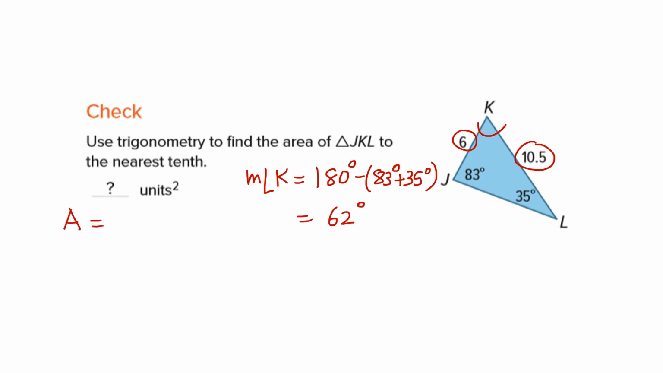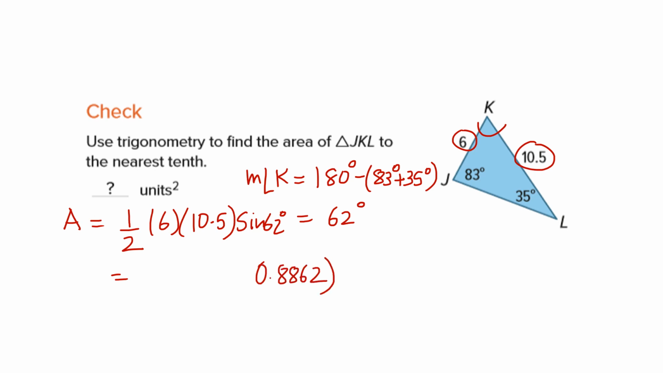So we can write area of the triangle is 1 by 2, 6 multiplied with 10.5 with sine of 62 degrees. So just simplify for this one and tell me what you are getting. We'll check your answer in a few seconds. So sine of 62 degrees will come out to be 0.8862 and we are multiplying it with 6 times 10.5. Okay, and eventually you divide the whole thing by 2.